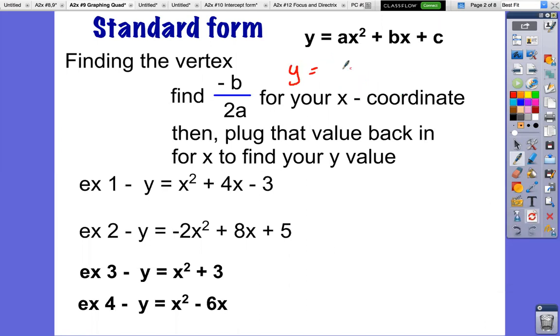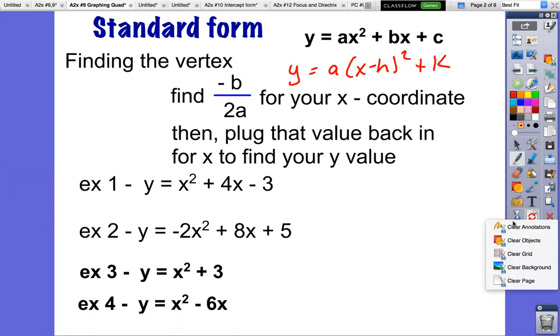So how we were doing it before was this, a quantity of x minus h squared plus k. Now we're going to start going back and forth on some of that stuff, but not for a couple days. All right. Now things to notice.